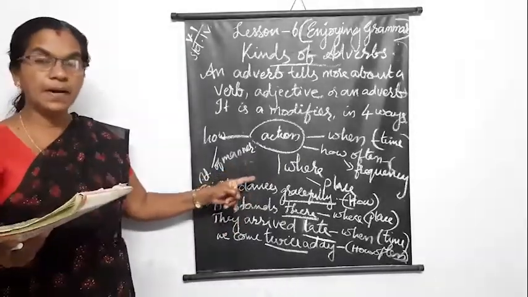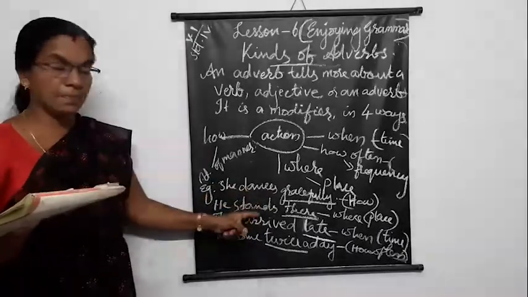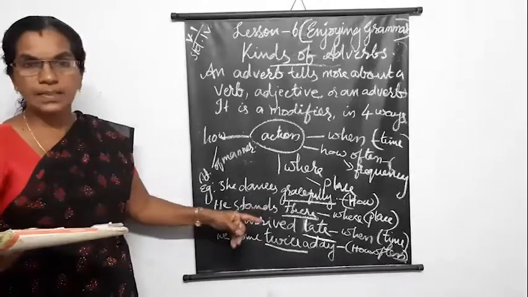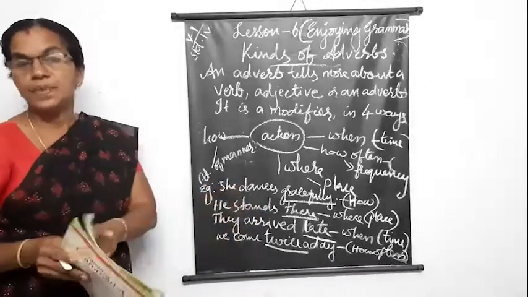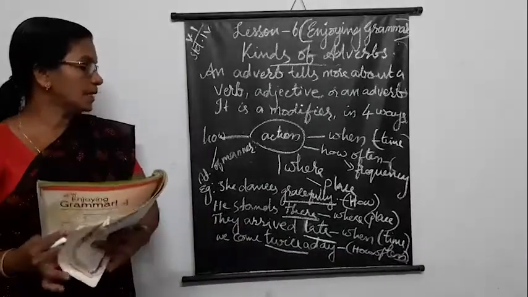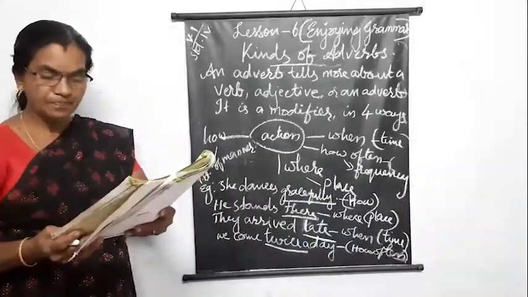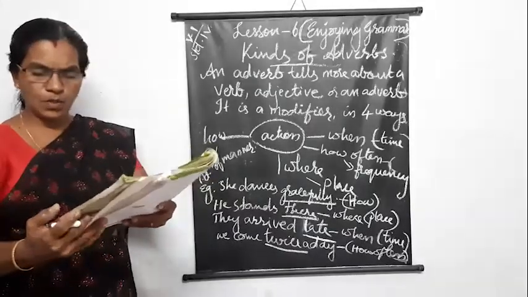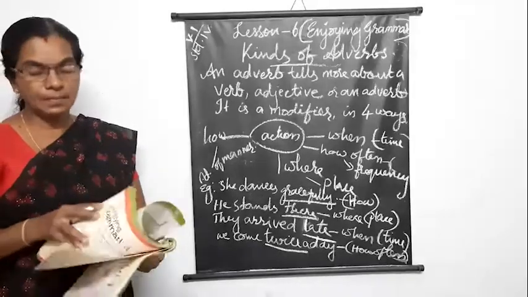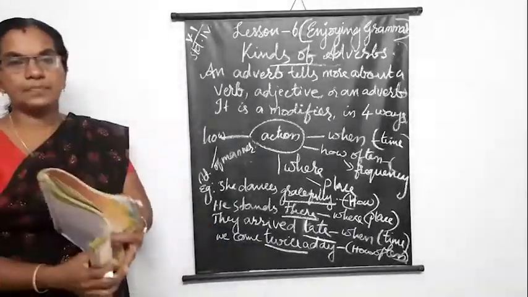An adverb of manner tells how the action happens. And an adverb of time tells when the action happens. It tells the time of the action. Some words which tell us the adverb of time are late, yesterday, tomorrow, today, long ago, and soon. Clear? Next type of adverb is adverbs of place.